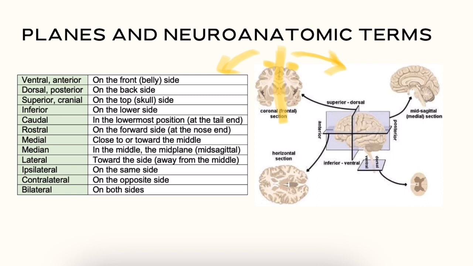When we say something is ipsilateral, that means it's on the same side. When we say contralateral, it's on the opposite side. And when something is bilateral, that means it's on both sides.